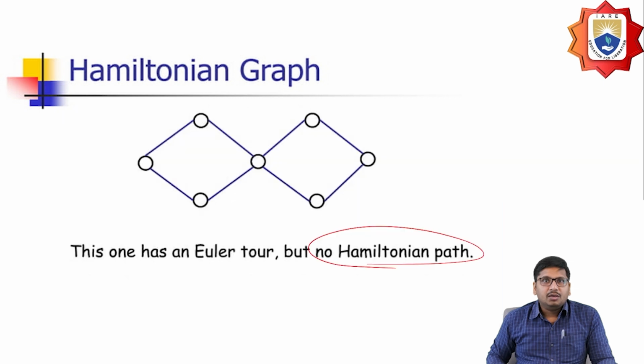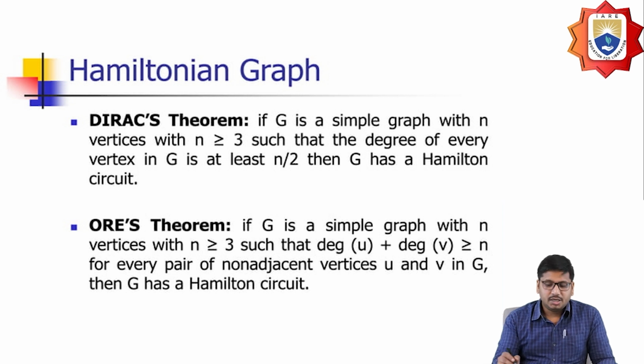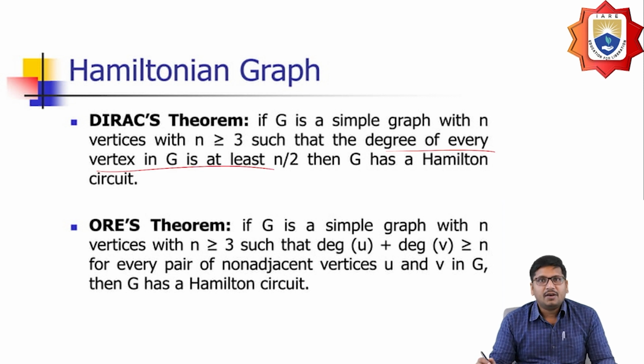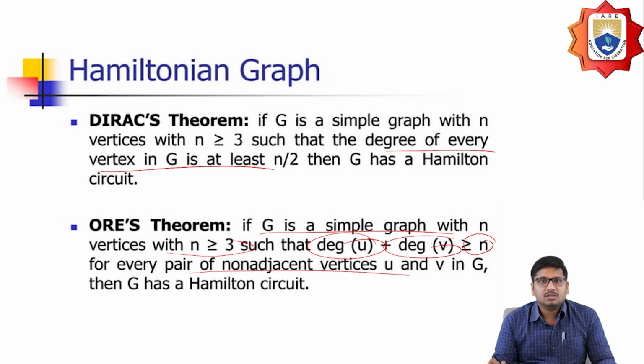So there are two theorems suggested here. The first one is Dirac's theorem. If G is a simple graph with n vertices, with n greater than or equal to 3, such that the degree of every vertex in the graph is at least n by 2, then the graph has a Hamiltonian circuit. Similarly, if the graph G is simple with n vertices, with n greater than or equal to 3, such that the degree of U plus degree of V is greater than or equal to n for every pair of non-adjacent vertices, then G has a Hamiltonian circuit.